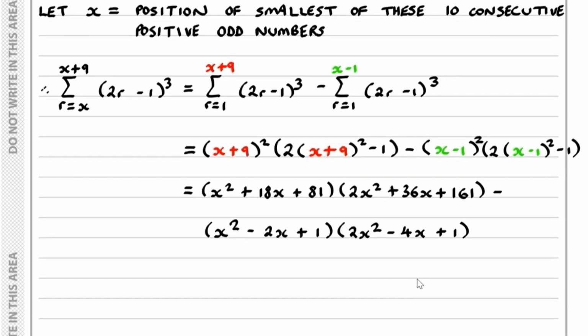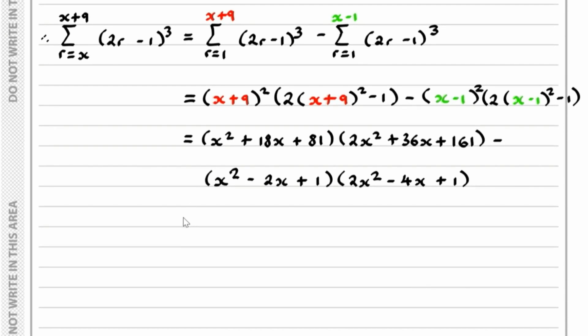So now we need to expand and simplify all of this. x times 2x squared, that's 2x to the 4. x squared times 36x, that's 36x cubed. x squared times 161, that's 161x squared. Then we've got 18x times 2x squared, that's 36x cubed.